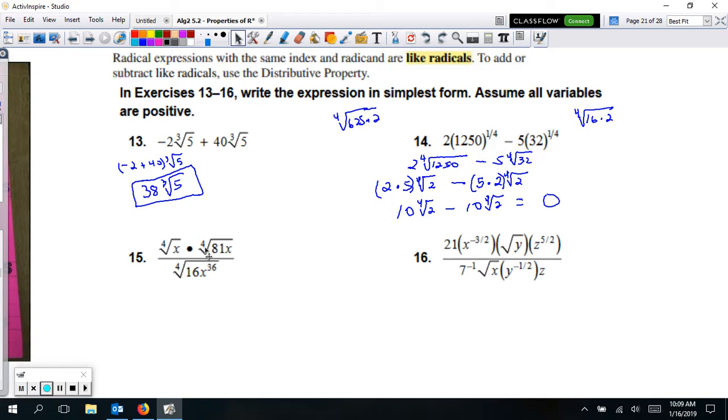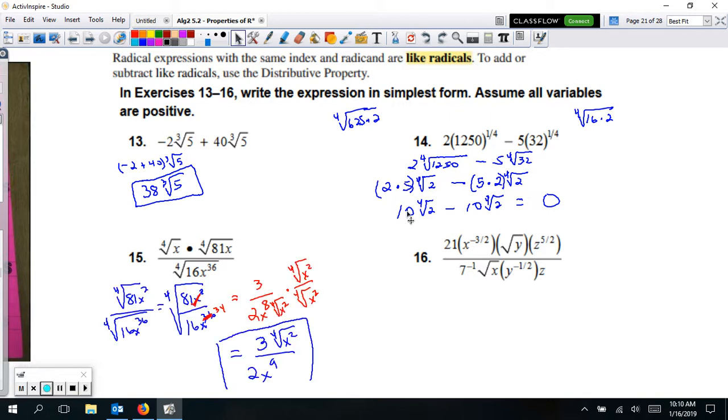And 15, here's another one where we have kind of 2 problems in one. We want to do the problem on top, the product first, then we can deal with the quotient. And so we want to put these together first. They are the same radical. We're multiplying here, so we can multiply what's underneath, the x times the 18x.